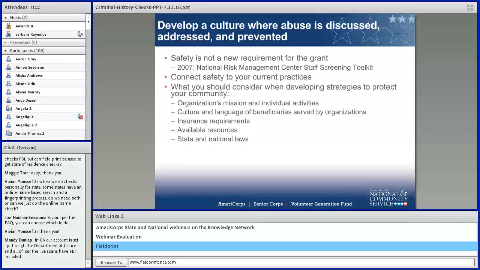So again, when you're thinking about creating a safety program within your organization, just be thinking about your mission and your individual activities, what's appropriate for you, and how you make sure that fits with your culture and the language of the beneficiaries served by your organization. Think about your insurance requirements. Again, no need to reinvent the wheel. There are a ton of resources out there. And just think about state and national laws. You don't want to violate any of them.